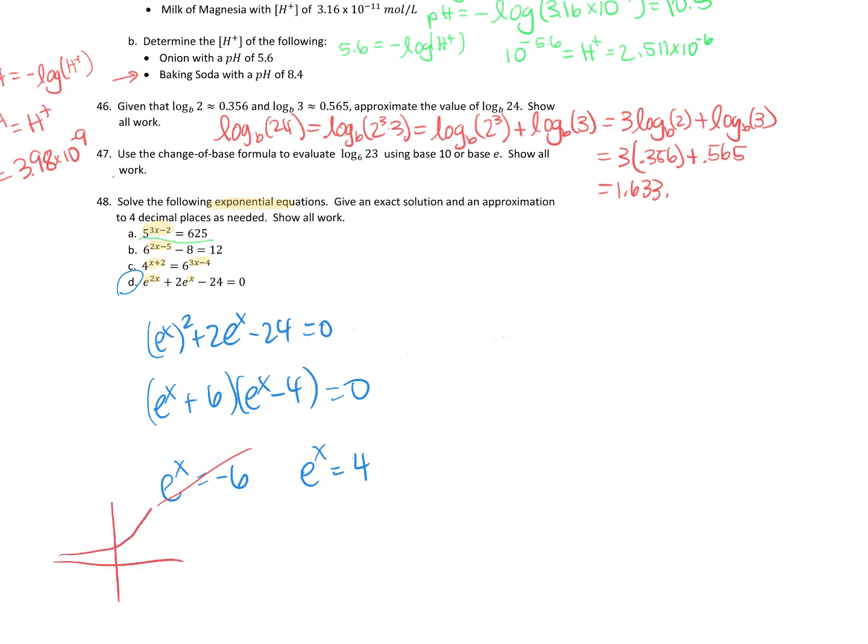It looks like this, right? So there are no values of x that can give me e to the x equal a negative number. But I can use this one here. So I can take the natural log of both sides. So the natural log of e to the x equals the natural log of 4. This just simplifies to x. And I can do a decimal approximation of that. And it's 1.3862.